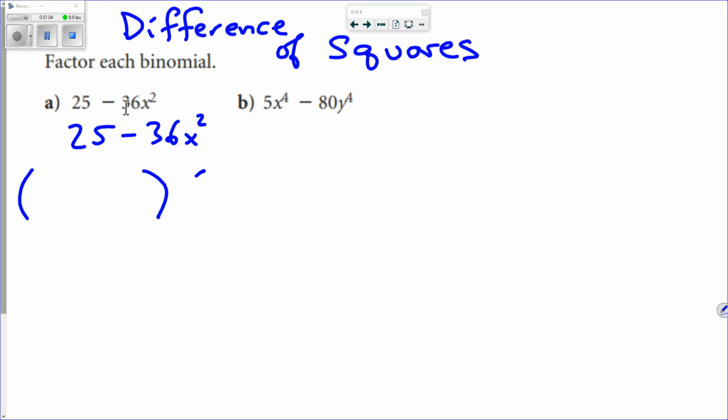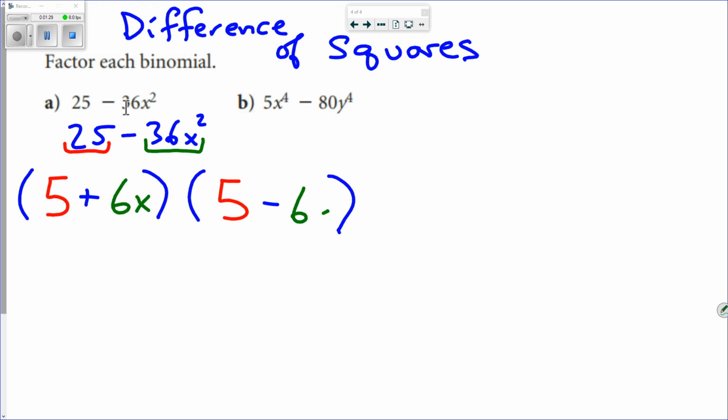We're going to have our two factors, and one of them's plus, one of them's minus. We take the square root of the first number, right here. We take the square root of the second term, which is going to be 6x. Put it right there. Now, if you were to FOIL that and simplify, you would get 25 minus 36x squared.